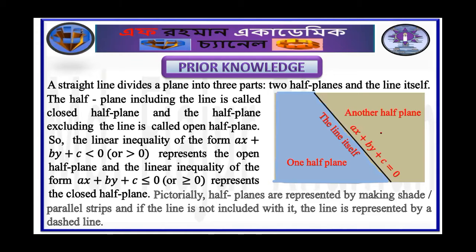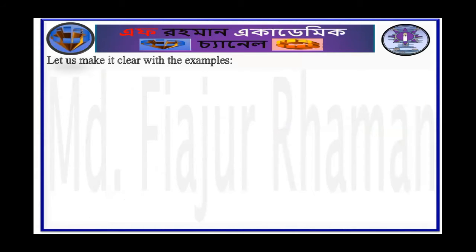Pictorially, half planes are represented by making shade or parallel stripes, and if the line is included with it, the line is represented by a dashed line. Shaded half planes are represented here. Parallel stripes and dashed line should be represented later on within this class. Let us make it clear with the examples.